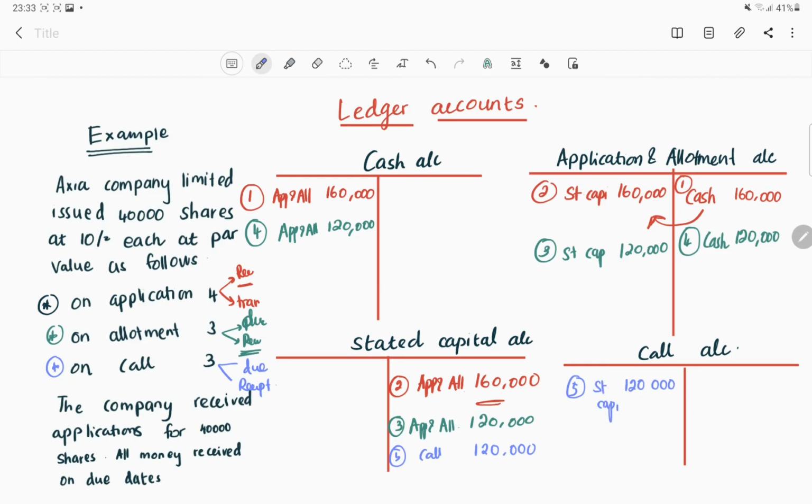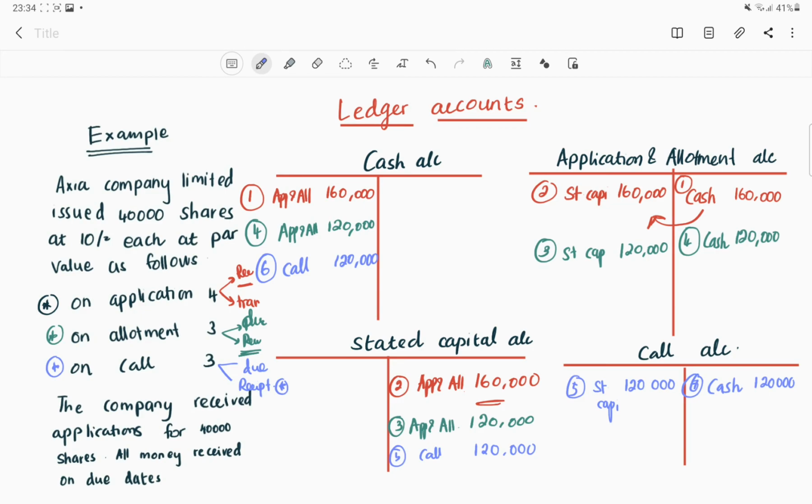And as the sixth entry, I need to record the money that I received for the call account. So I'm receiving money to the bank. So here call account 120,000, and here I'm receiving it from the cash book 120,000. So these are the six entries which I have to enter in the accounts.